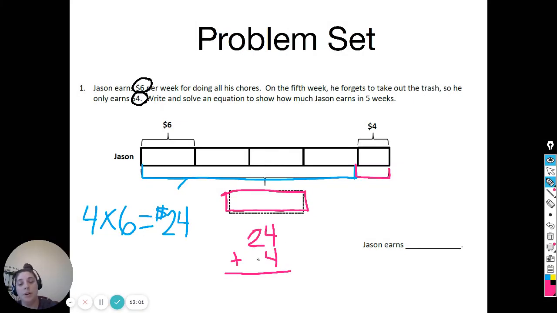4 plus 4 is 8. 2 plus nothing is 2. So he earned $28 altogether. Jason earns $28.